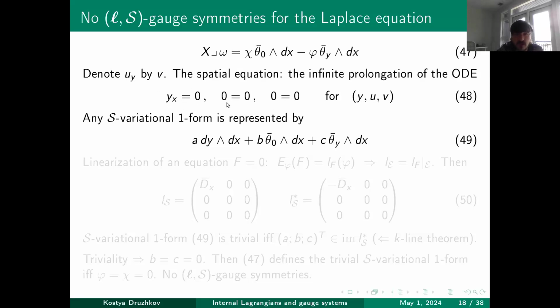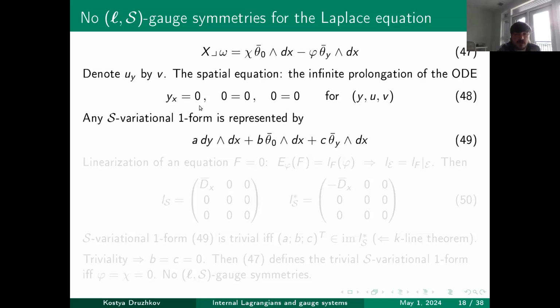I just decided to add these relations for the sake of simplicity, it is more convenient to consider a system of equations where the number of equations is equal to the number of dependent variables. But here we have three dependent variables, and in essence, we have just one equation for them. This is our spatial equation, right? It's easy to see that the infinite prolongation of this ODE system is nothing but our spatial equation.